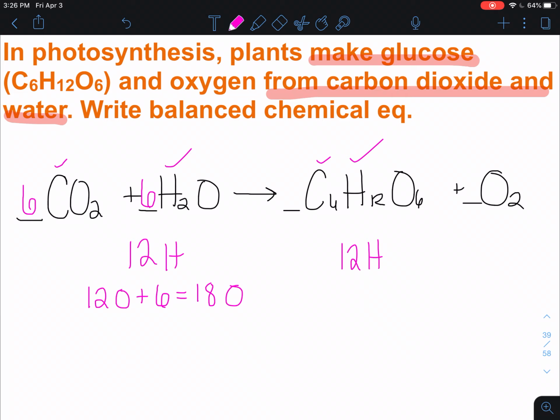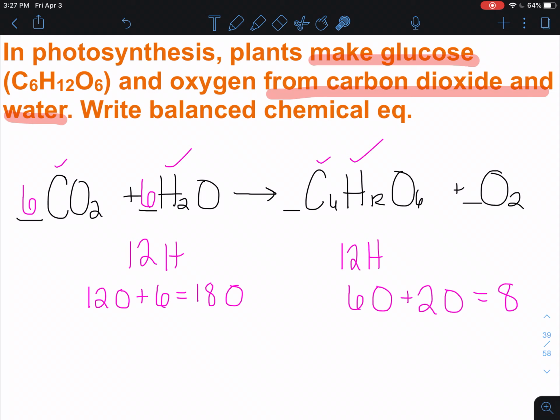All right, so we have 6 oxygen plus 2 oxygen for a total of 8 oxygen, and we need 10 more. I don't necessarily want to mess with the coefficient in front of glucose because I already have my carbons and hydrogens balanced. So let's go ahead and mess with the coefficient in front of O2. If I have 6 oxygens and I need 18, I don't want to mess with this anymore. So I want to use this 6 right here.